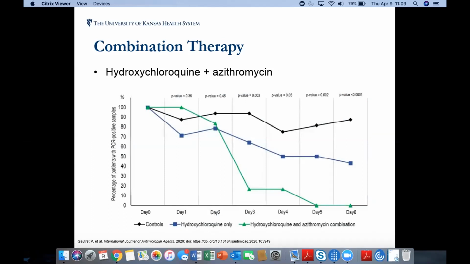The primary outcome in this study was whether or not a patient had a positive PCR at a specific time interval. It was not a log reduction in viral load. It was not a clinical outcome. It was just yes or no, does the patient have a positive PCR? And so what you can see here is that there was a significantly higher proportion of individuals in the hydroxychloroquine and azithromycin arm that had negative PCRs. Particularly at day 5 and day 6, 100% of patients had a negative PCR. Contrast that to the hydroxychloroquine monotherapy and then the control arm.